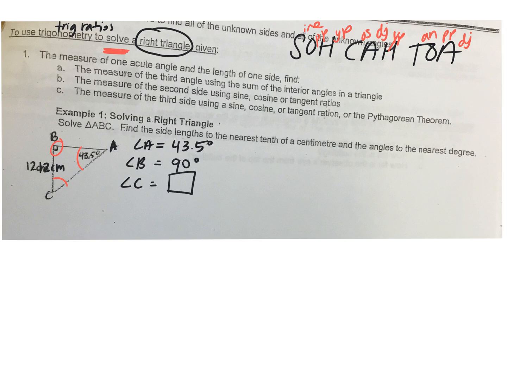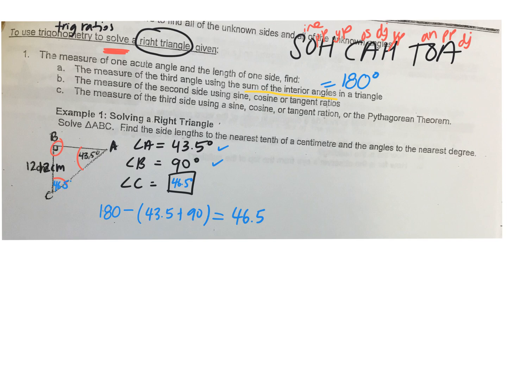What's one way we could find angle C? Yep. We could use the sum of the interior angles of a triangle, right? We know that all angles in a triangle add up to what? How many degrees? Sum of interior angles, 180 degrees, right? So you could just add 43.5 plus 90 and then take that away from 180. That's one way to do it. So we're doing 180 minus the sum of 43.5 and 90, and altogether that gives us 46.5. So angle C is 46.5 degrees, so you can label that.